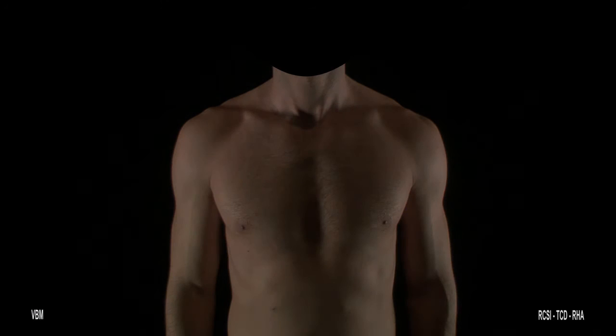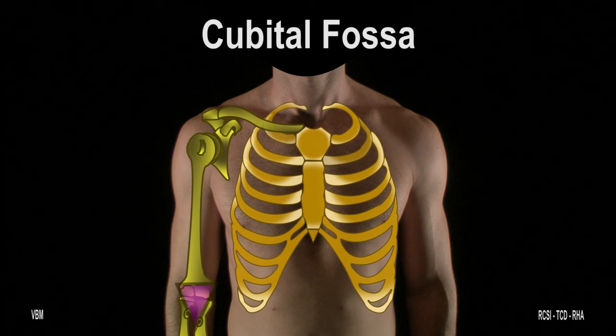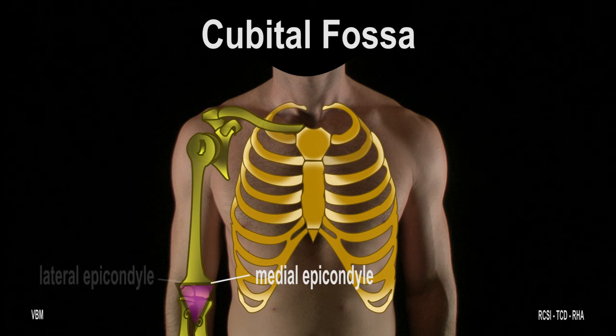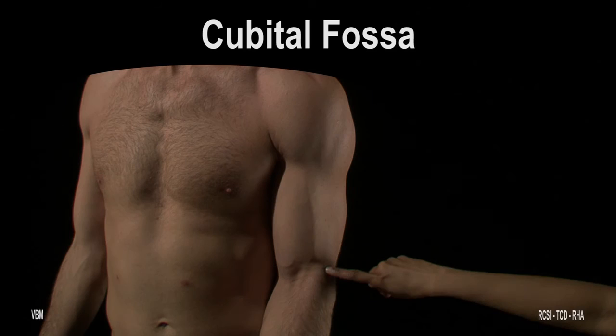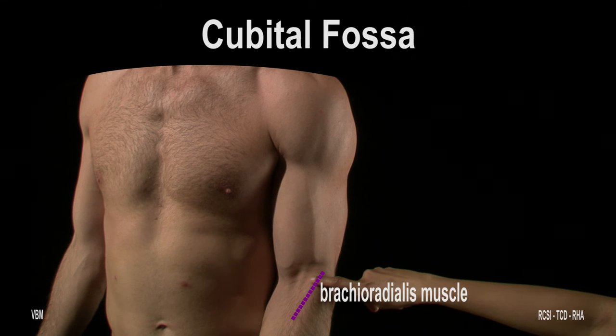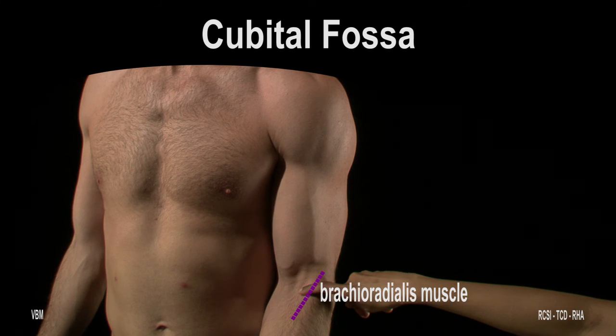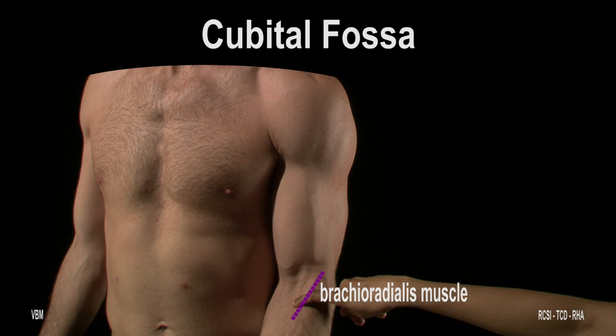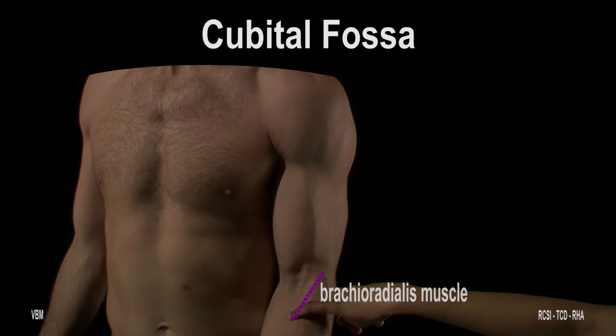Cubital fossa. The cubital fossa is a triangular area in front of and slightly distal to the elbow. An imaginary line bounds the cubital fossa proximally between the medial and the lateral epicondyles of the humerus. The brachioradialis muscle forms the lateral border. To find the brachioradialis muscle margin, flex the semi-pronated forearm against resistance.